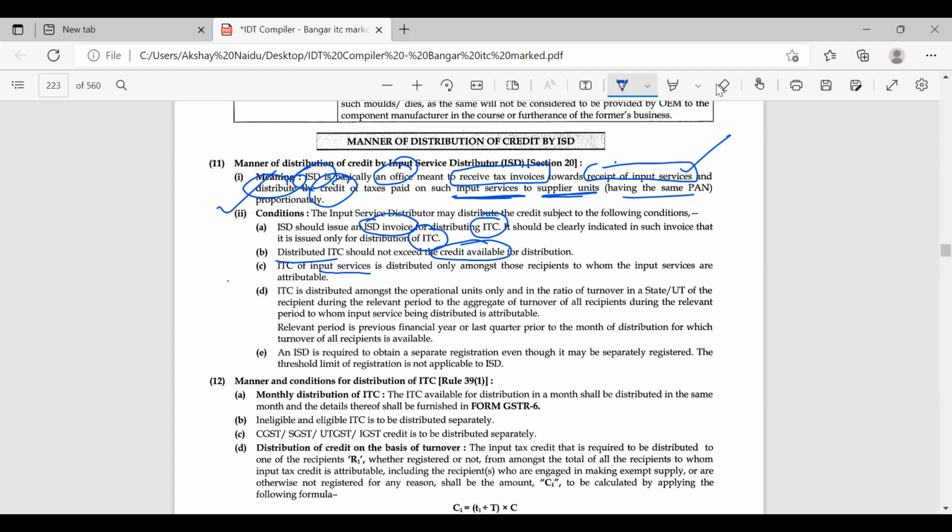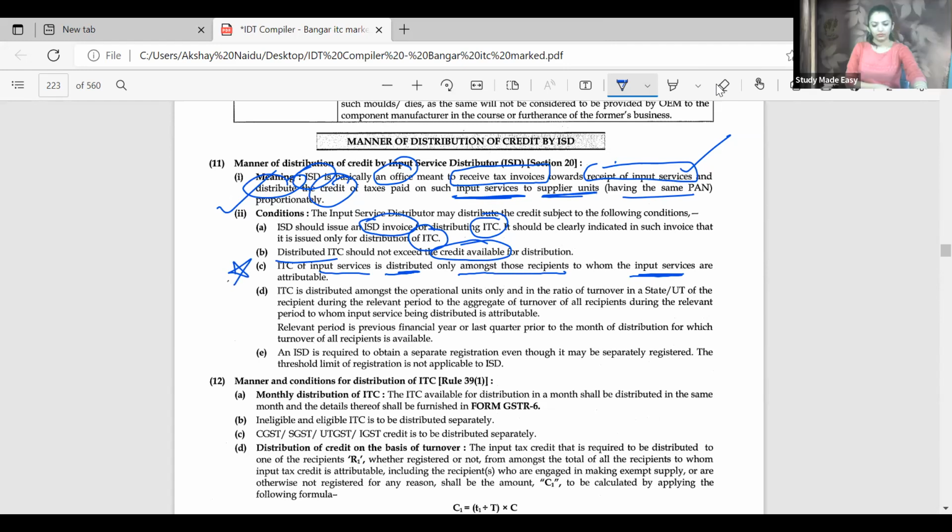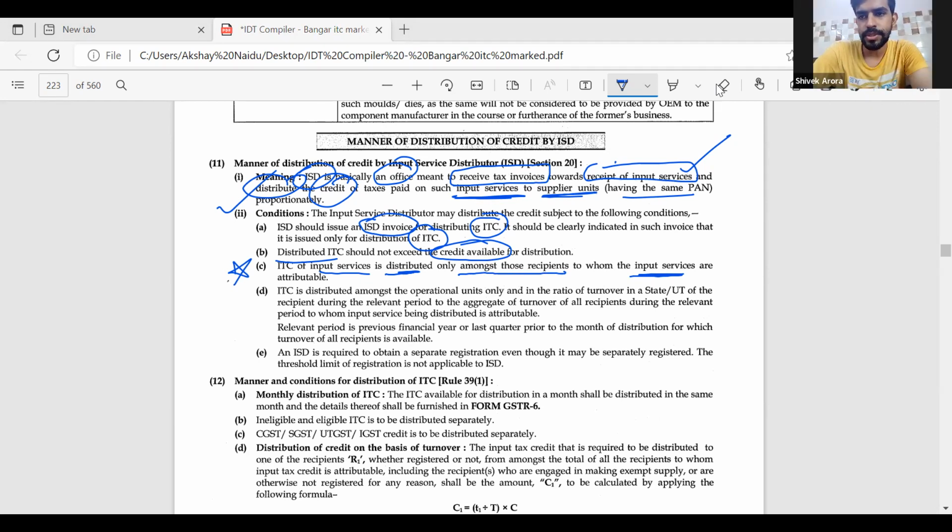ITC of input service is distributed only amongst those recipients to whom input service is attributable. Can anyone explain this? Can someone explain me this point? I am unable to understand. जिस एंटिटी का ऑडिट नहीं हुआ उसको ऑडिट का आईटीसी में डिस्ट्रीब्यूट करेंगे. Actual utilization of services. In respect of that ITC, those who are availing the services, to them only it is distributed.